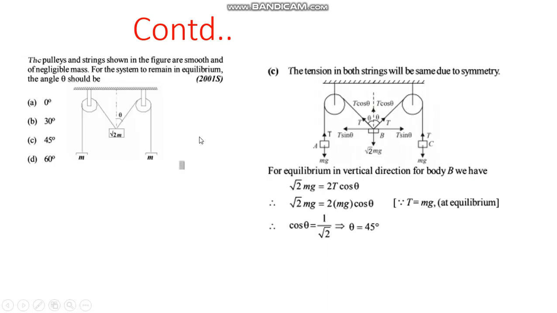The pulleys and the string shown in the figure are smooth and of negligible mass. For the system to be in equilibrium, the angle must be what? So this is a system which is in equilibrium, and he's asking you to find the angle theta. For this type of problem, what you need to do is consider this area.